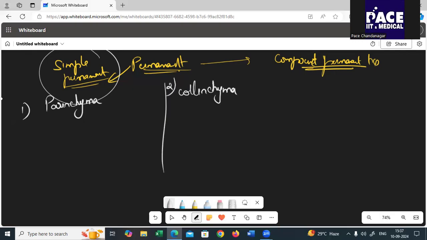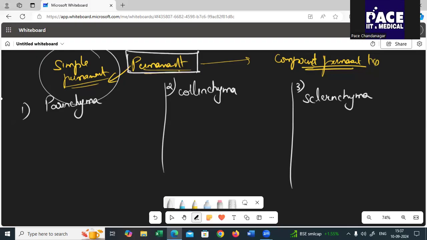This is number two. And we have number three, sclerenchyma. Parenchyma, collenchyma, and sclerenchyma. So what is the differentiation between these three? Permanent tissues are of two types, simple permanent and compound permanent. Compound permanent, we will talk about it later. Let us first finish this.